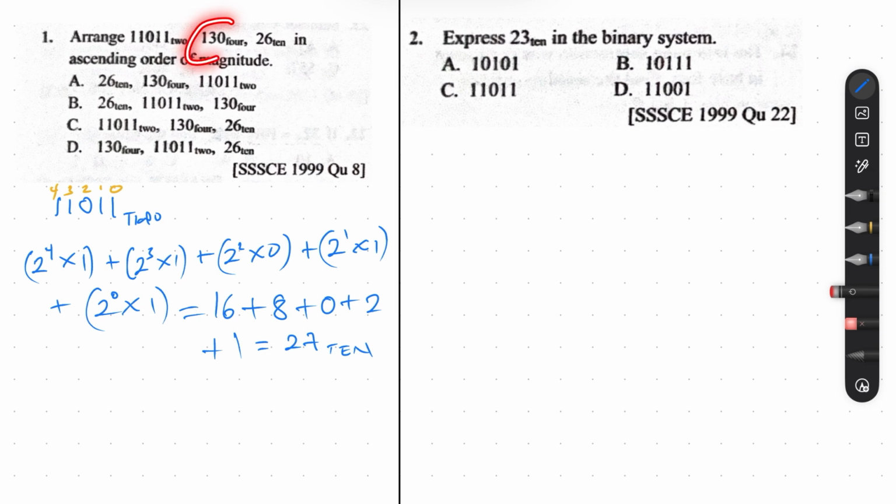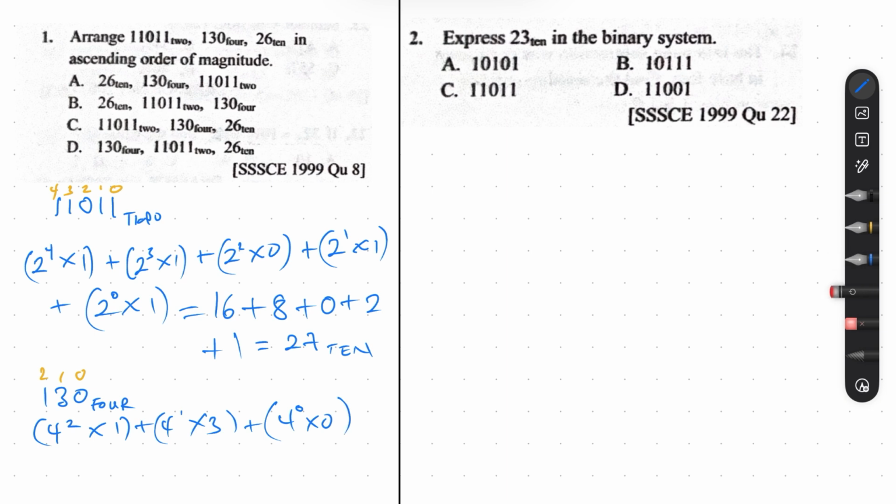Let's do base 4. So the same way we did it, 130 base 4. We count 0, 1, 2. Then we raise 4 to those powers times the corresponding digits, right? So we have 4 to the power of 2 times 1 plus 4 to the power of 1 times 3 plus 4 to the power of 0 times 0.